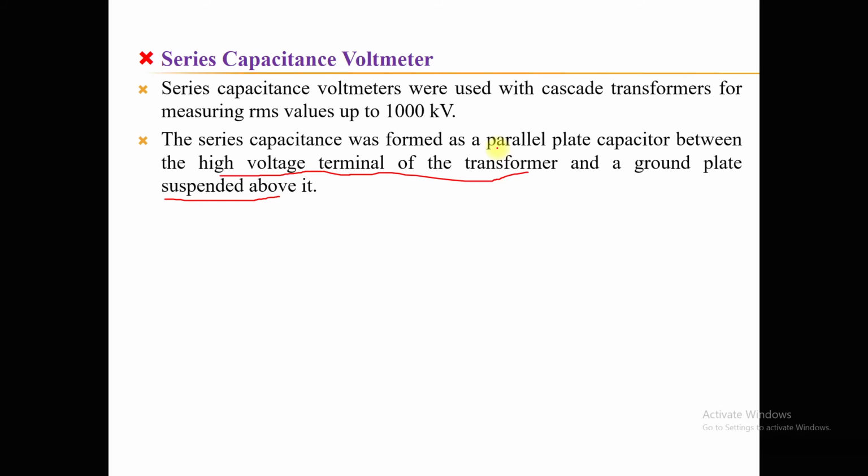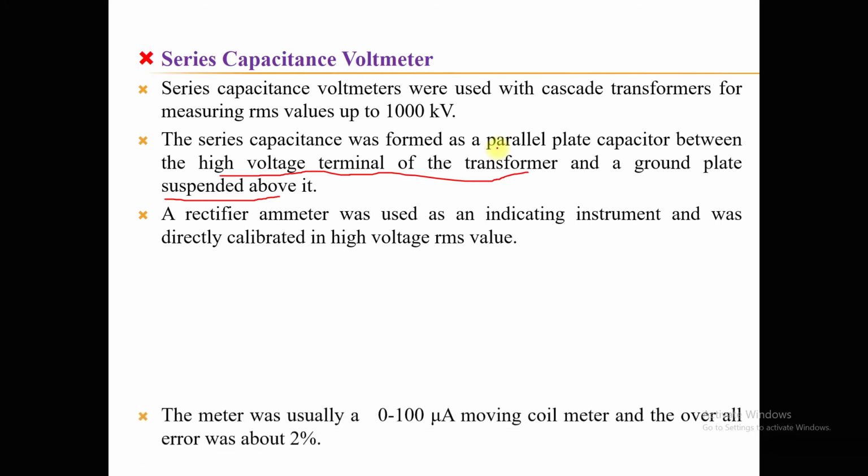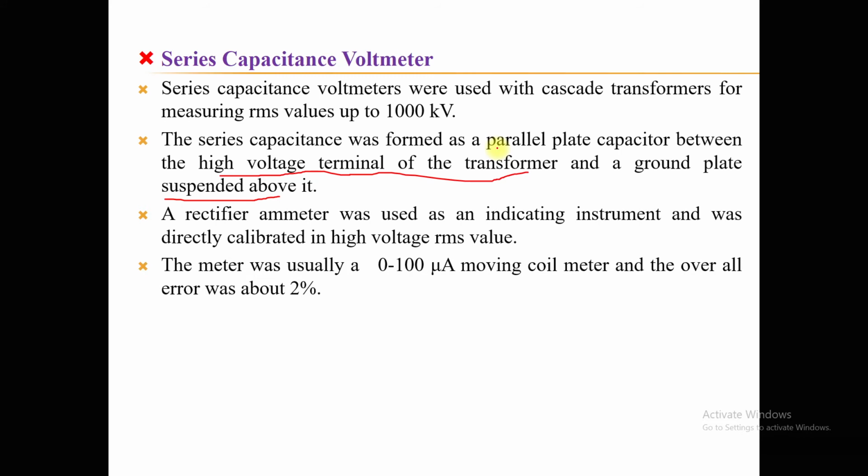A rectifier ammeter was used as the indicating instrument and was directly calibrated in terms of high voltage RMS value. So it simply follows the previous equation. Generally you have the diode, which acts as a protecting device that protects the metering component against short circuit currents. The meter usually measures 0 to 100 microampere with an error of about 2%.